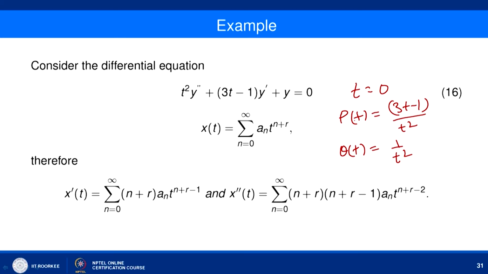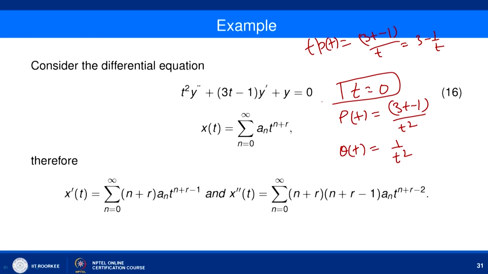Now, just look at whether it is a regular singular point or not. So, look at t p(t). So, t p(t) is coming out to be (3t - 1) divided by t, or you can say 3 - 1/t, and this is not an analytic function. So, it means that here t p(t) fails to be analytic. So, it means that t equal to 0 is a case of an irregular singular point, right.